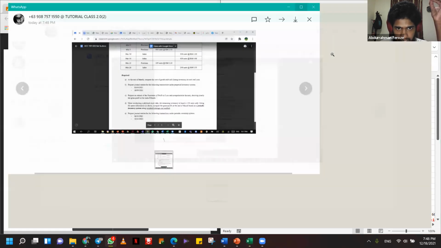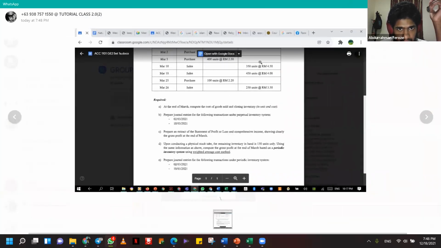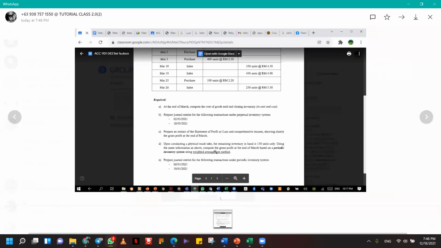You guys can see my screen, right? All right. Question letter D. Upon conducting a physical stock take. So upon physical stock take, basically it means that they counted the inventory. You understand? They counted the inventory, and the remaining inventory is 130 units.